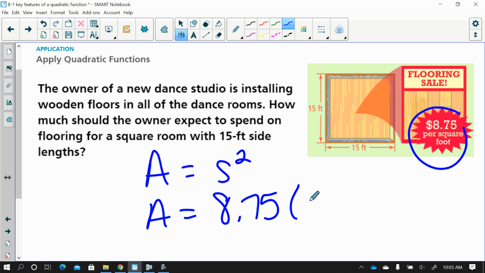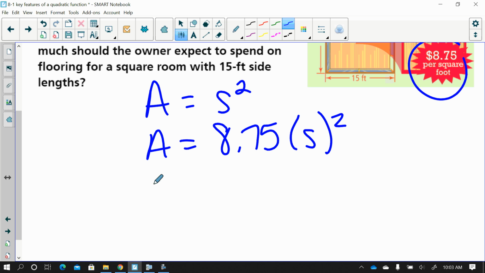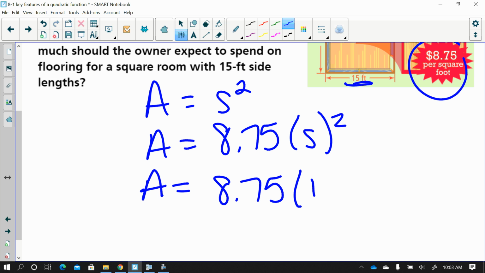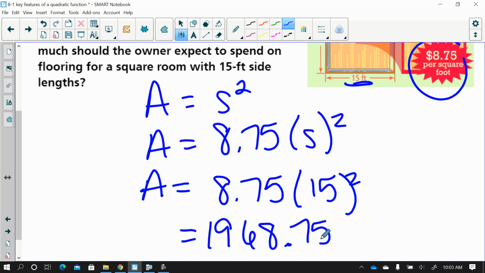So let's plug in some numbers. What is my side? Well, my side is 15. So the money I'm going to pay is 8.75 times 15 squared. So in your calculator, 8.75 times 15 squared is 225. You're going to get $1,968.75. So that is how much this owner will pay for this room.